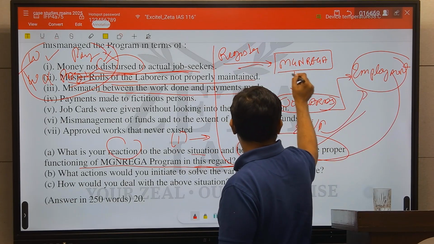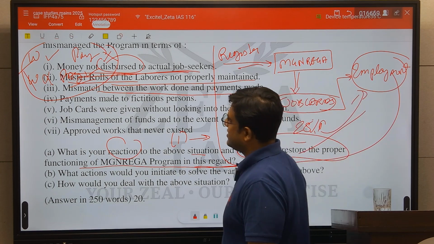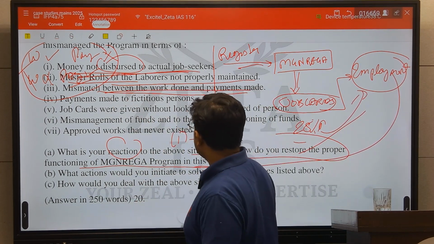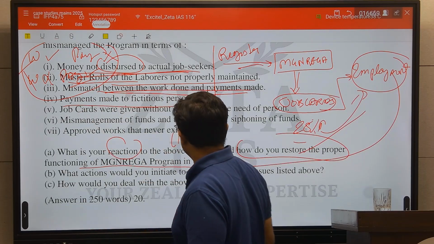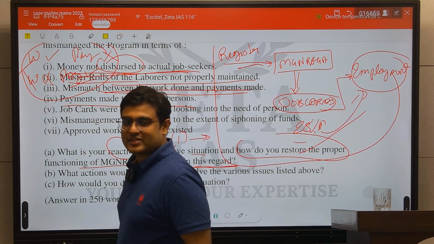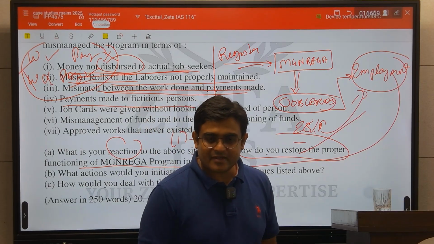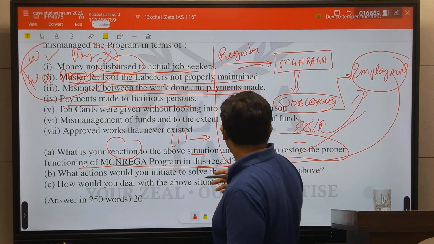Now fix accountability, whether it was here or here. So that way you can solve this issue. Payment made to the fictitious persons. Here too, freeze the accounts. Who are these fictitious payees? Who made this payment? Recovery of the payment. How was it made? Who gave the system?